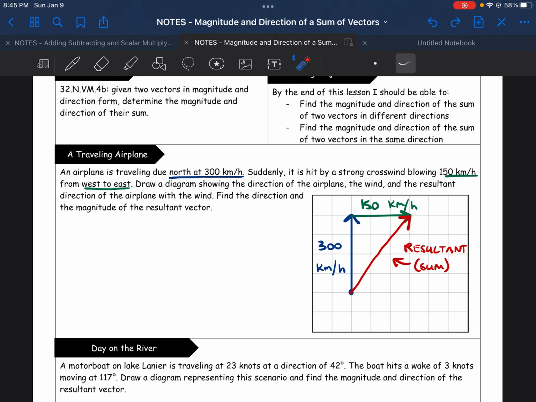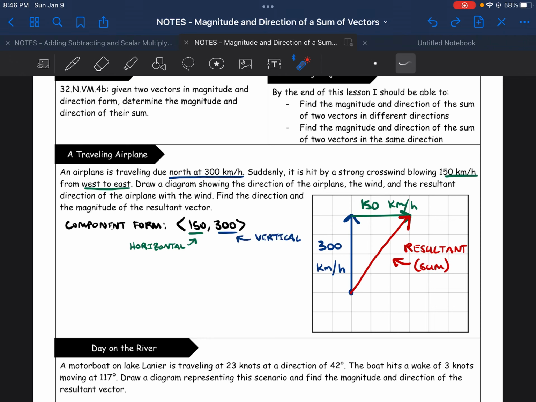Let's write the vector in component form. Remember, component form of a vector starts with the horizontal, then we have the vertical component of the vector. Horizontally, we're going from west to east, so that's a positive direction, so we have a positive 150. The vertical component, we went north at 300 kilometers per hour, and north is also a positive direction, so that's a positive 300. So there's our component form. Again, 150 is the horizontal, 300 is the vertical component.